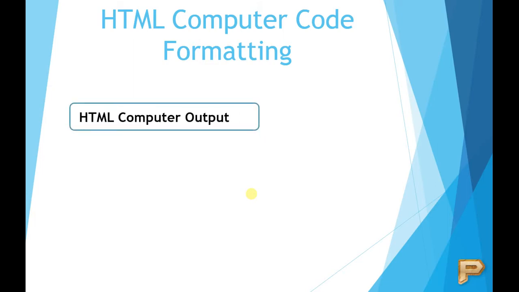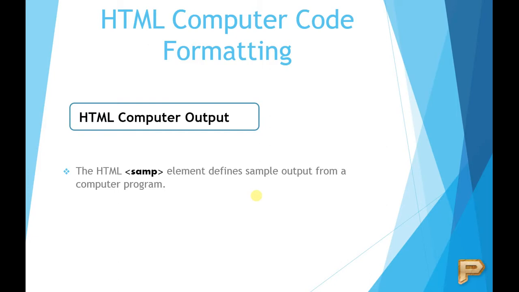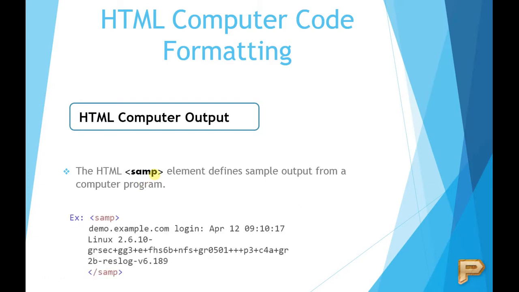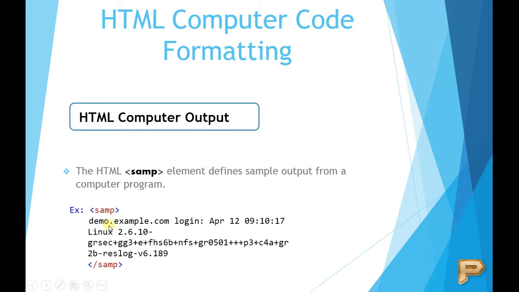Now let's move forward after keyboard input. In the whole summary we will try to understand what keyboard, SAMP and code mean. The second tag that we have discussed is SAMP. The HTML SAMP element defines sample output from a computer program. SAMP means sample output. Now this is an example, SAMP, and this is the whole text.